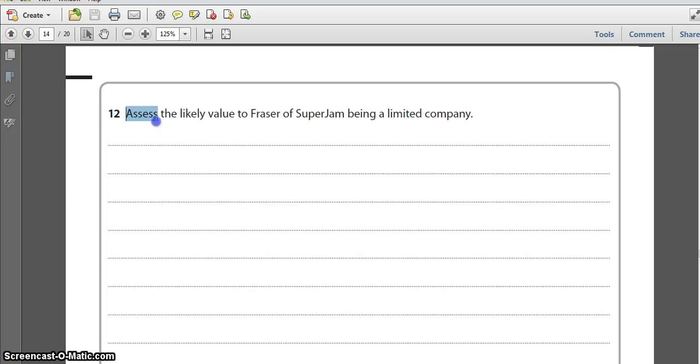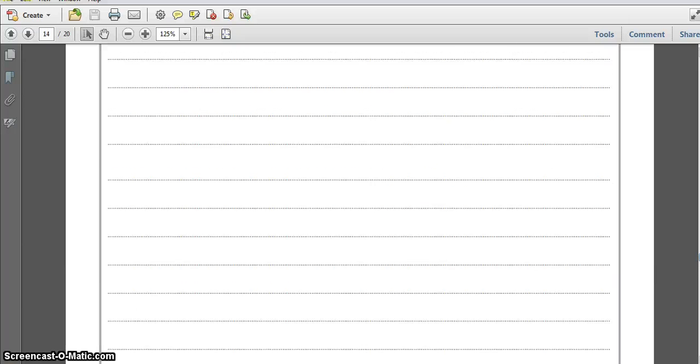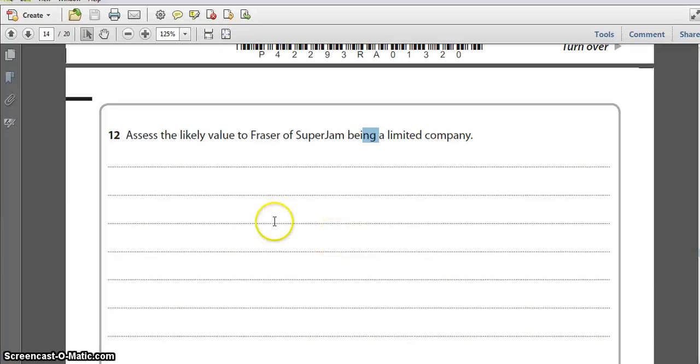Question 12, again, it's assess. Assess the likely value of being a limited company. Let's check the marks. 8 again. So we're going to go knowledge, application, analysis, and evaluation. Let's start by defining, and in this case, it's clear that we should define a limited company.